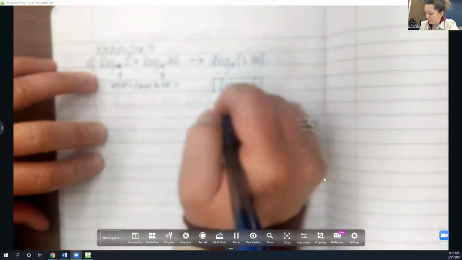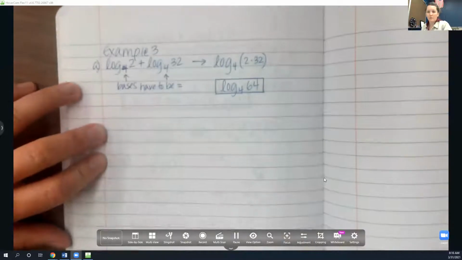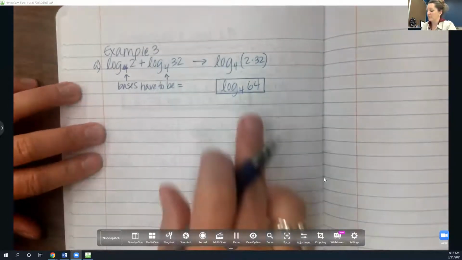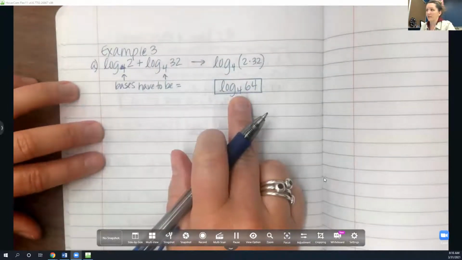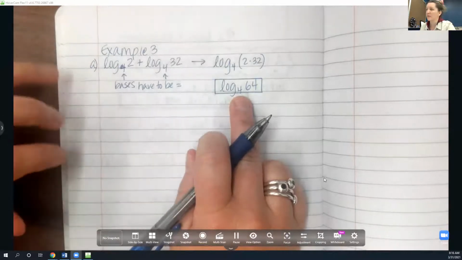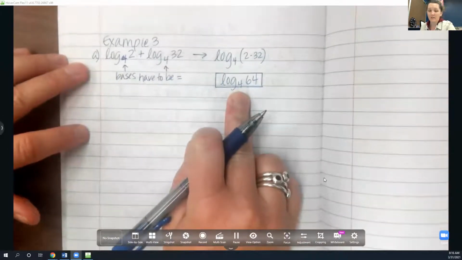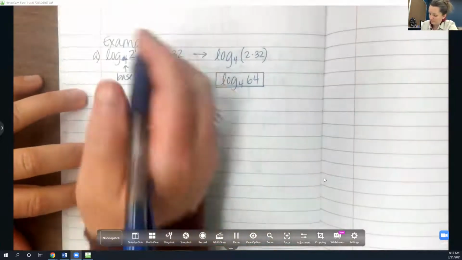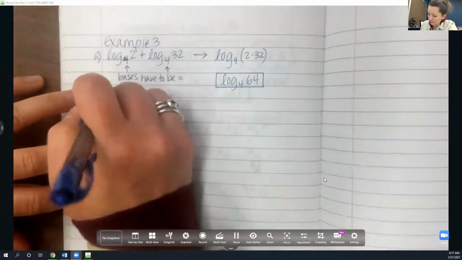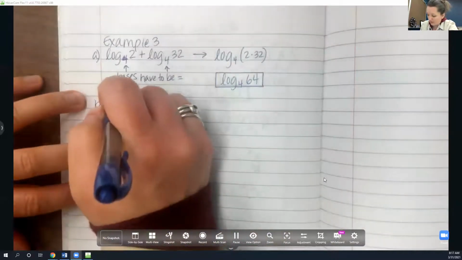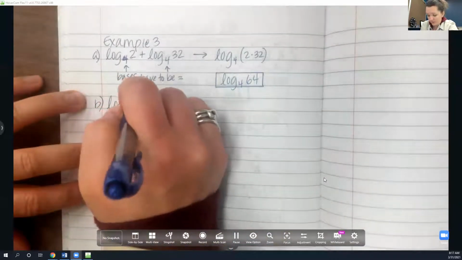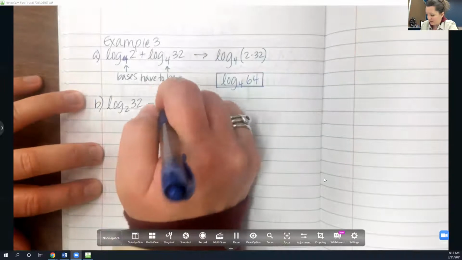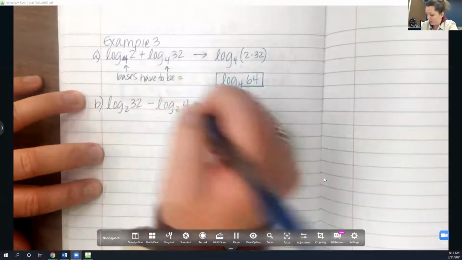So these are just expressions. The last ones were equations, so we could confirm that they were equal. In this case, we're just rewriting the expression, kind of like combining like terms. So we're not finding a solution. We're just rewriting it as one log.